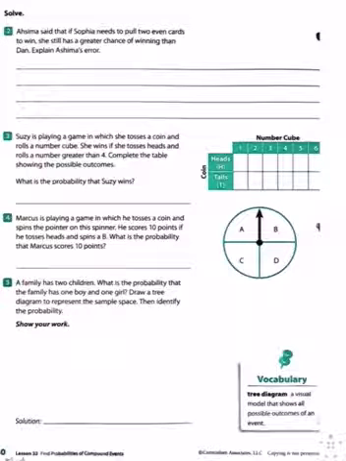Number 2, Asma said that if Sophia needs to pull 2 even cards to win, she still has a greater chance of winning than Dan. Explain Asma's error.